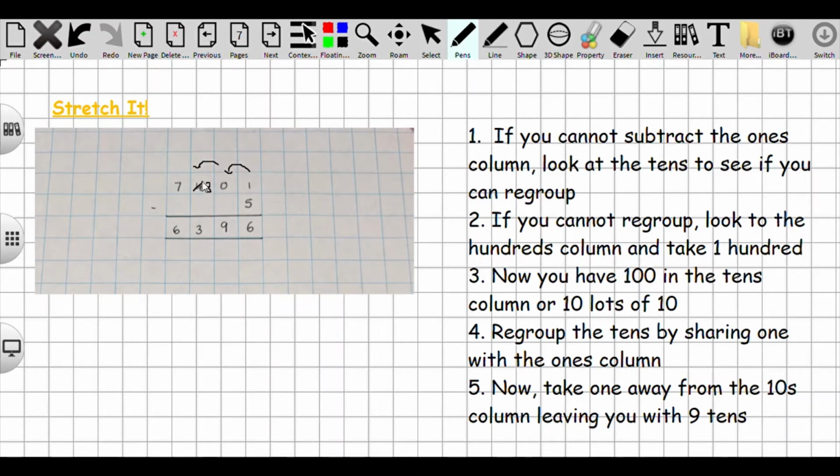Okay, and I'm going to take my 100 and I'm going to pop it here. So now I have 10 lots of 10, and 10 times 10 is 100. Okay, now I still need to knock next door though, because I can't do 1 take away 5. So I'm going to pinch one of the 10s. So 1 of the 10s comes here, and I now need to take away one of the 10s from 10, and 10 take away 1 is 9.